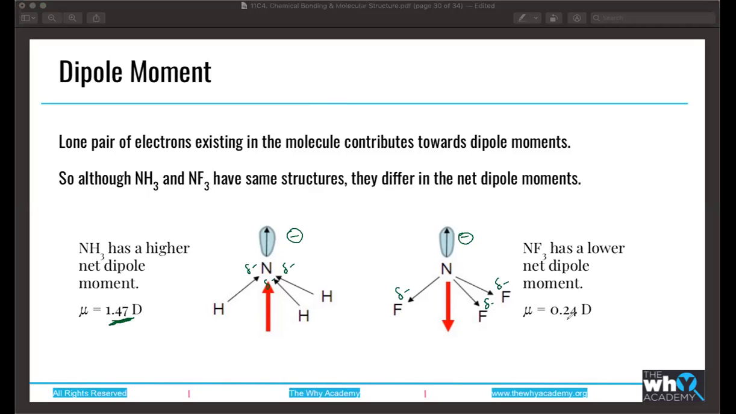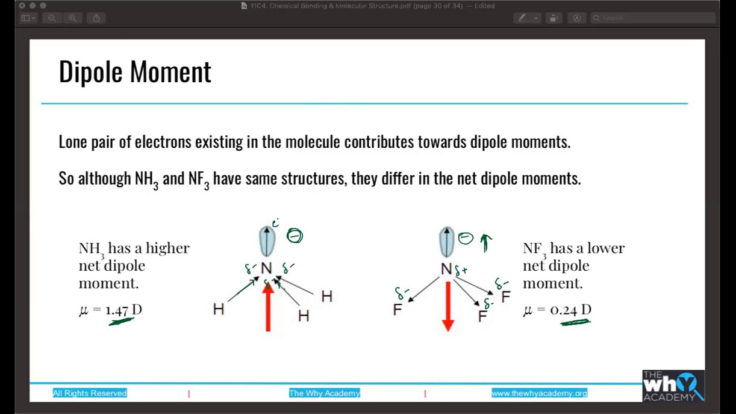So which is why NF3 has a lower net dipole moment. In this case, the negative charge of the lone pair of electrons opposes the partial positive charge on nitrogen, which is why it is reduced. But in this case, it is reinforced. Nitrogen has a negative charge due to the electrons, plus it is pulling the electron clouds towards itself. So the overall charge is reinforced, which is why you have a higher net dipole moment.